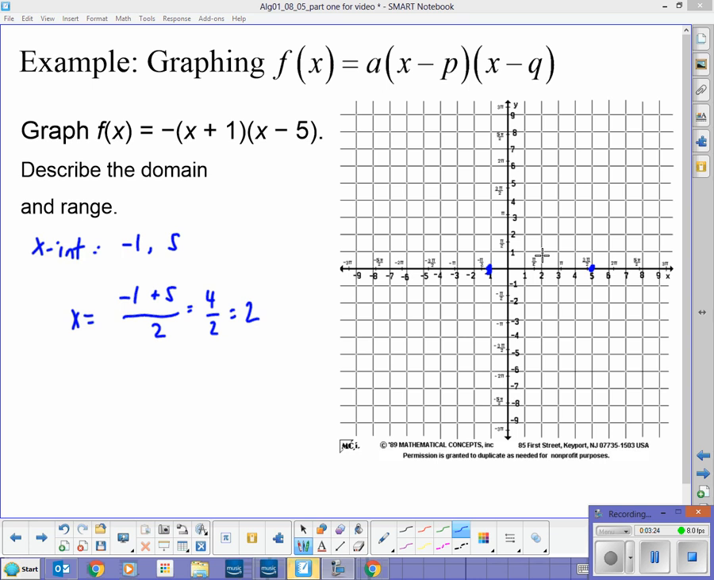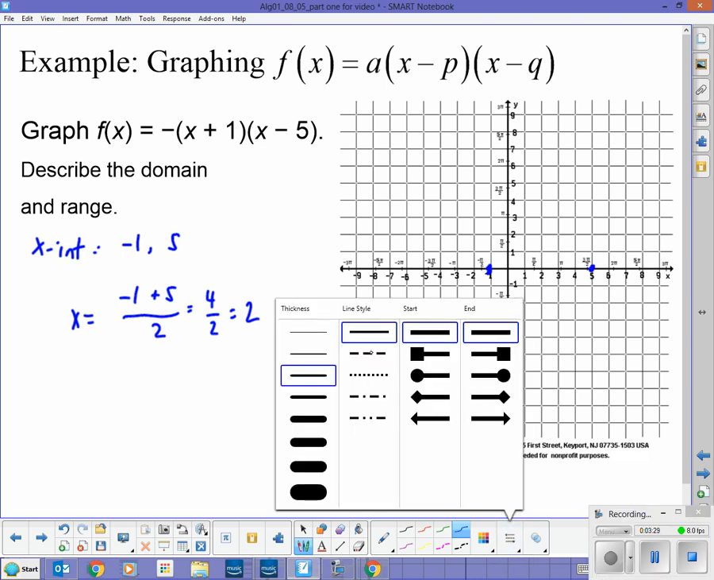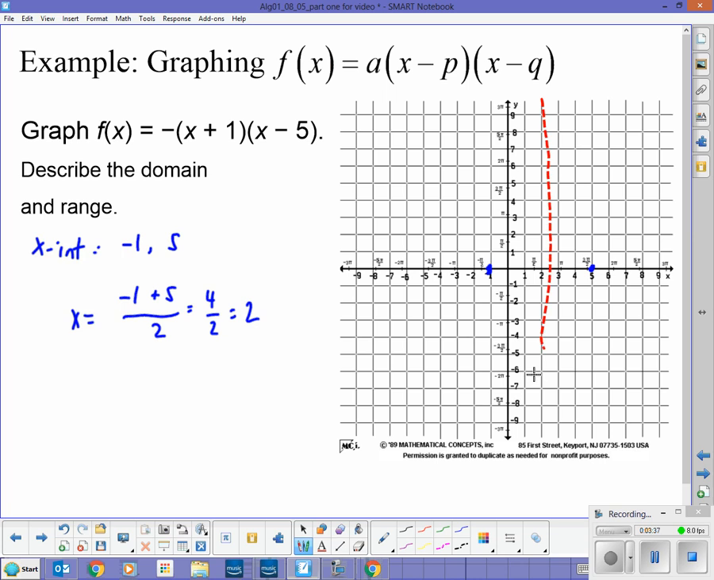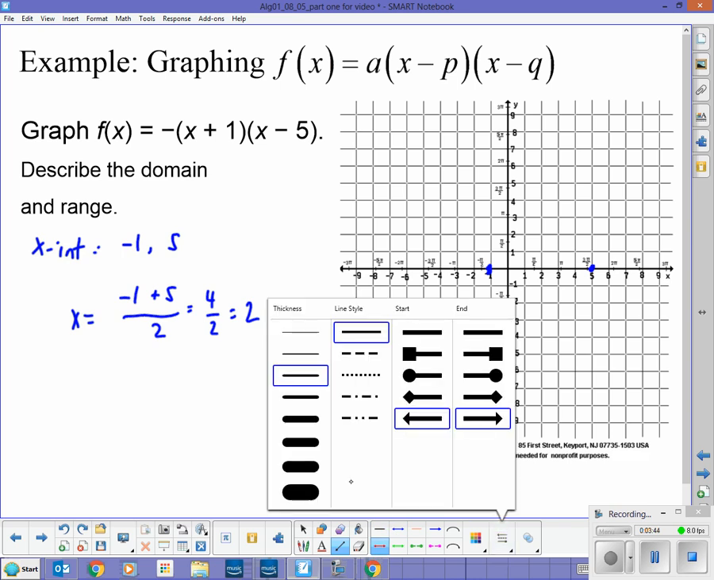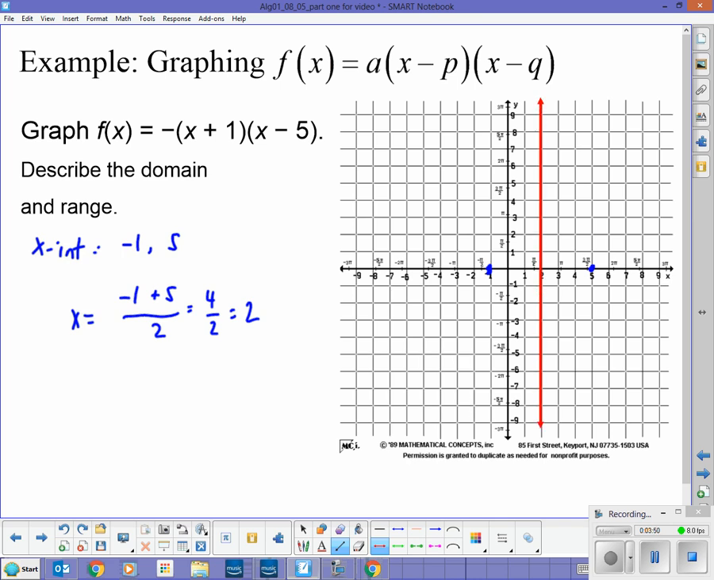I'm going to use one of these line drawing tools to put that in. For me, it would be a little bit neater. That's not what I want. Not at all. I want a line. Sorry about that. Okay.